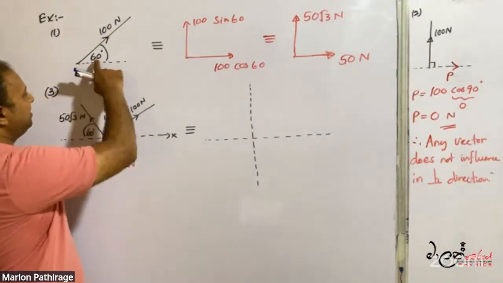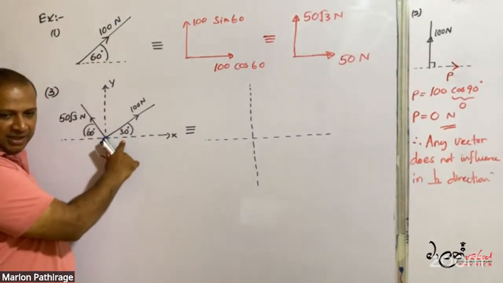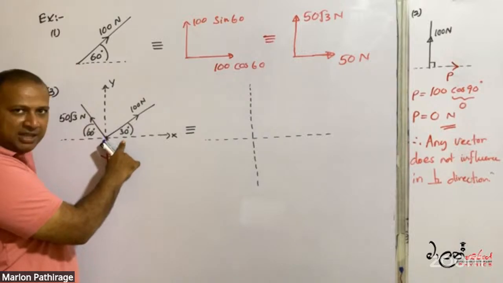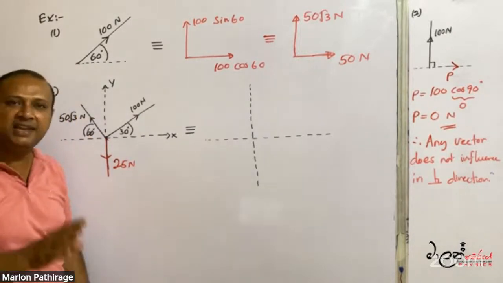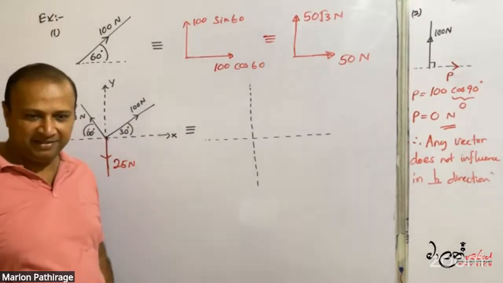With the other angle, which is 60, the component would be 100 into cos 60. Now this angle is 60. Is that clear? If it is clear, please raise your hand.